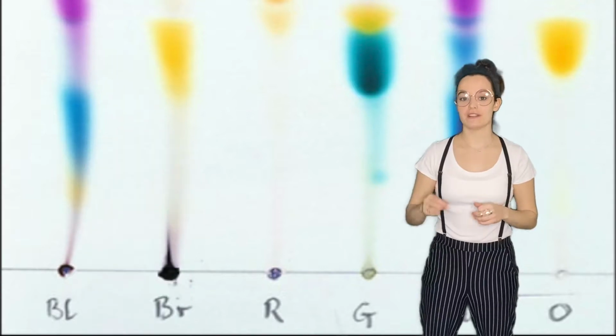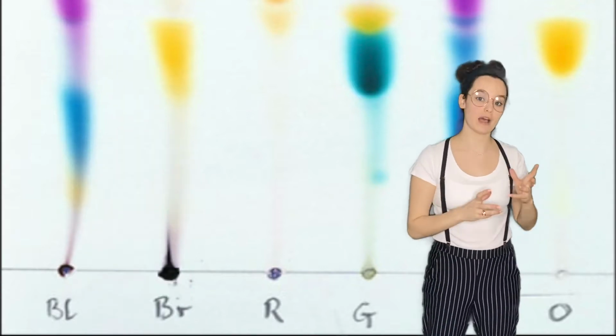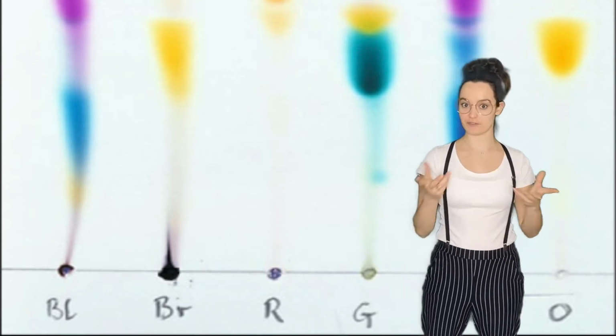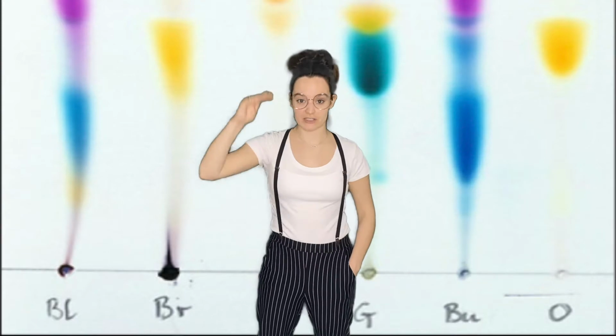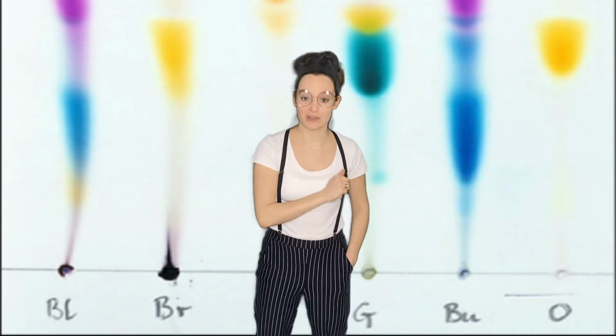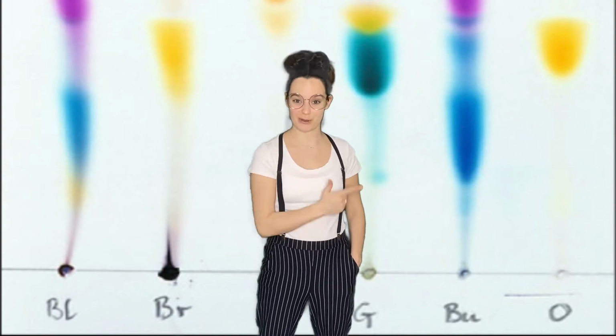In paper chromatography, there are two phases. There's the mobile phase, that's the solvent, and the stationary phase, which is the special filter paper. The paper with the various dissolved substances is called the chromogram. But what does that actually look like? Well, let's find out by going to the lab.